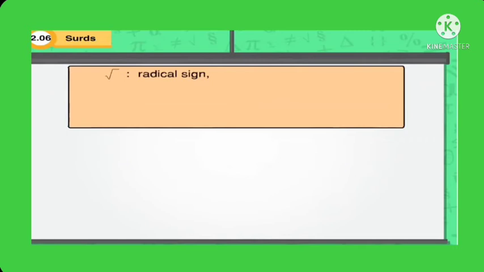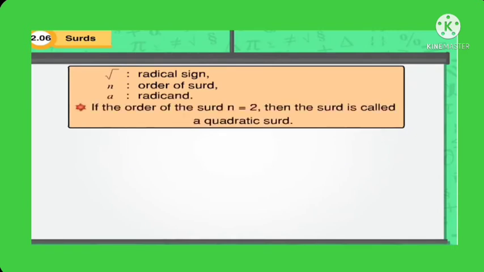Now let's see. The sign here is called the radical sign. n is called the order of the surd and a is called the radicand. Now students, we are going to see if the order of the surd n is equal to 2, then the surd is called a quadratic surd because quadratic means 2.